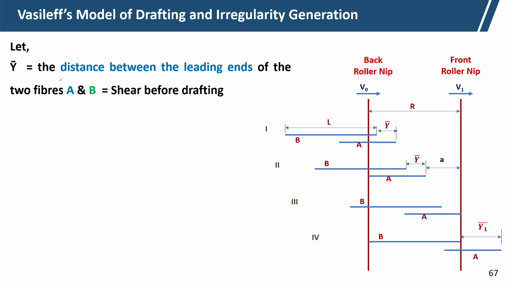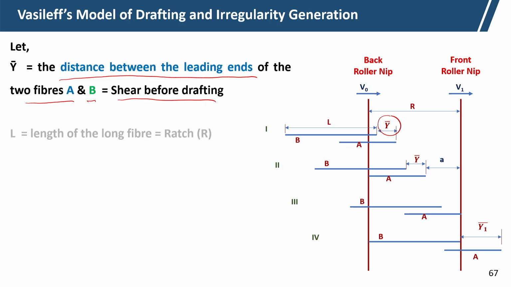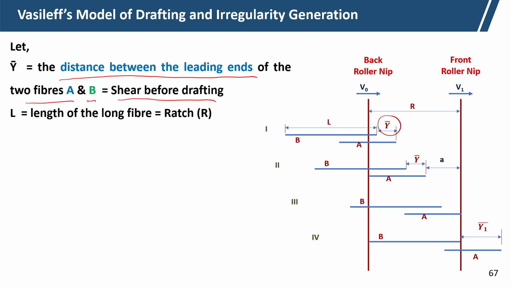Let y bar, the distance between the leading ends of the short fiber and the long fiber, be the shear before drafting. L is the length of the long fiber, which is equal to the ratch R. Ratch means the nip to nip distance, the setting. In this ideal condition, we assume that the roller setting is equal to the long fiber length. So, L equals R.